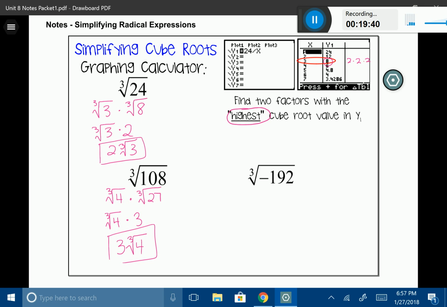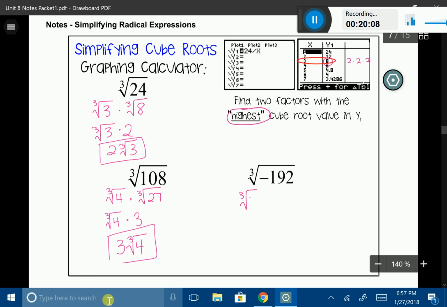All right, let's throw some negatives in there. Negative 192. I'm going to need my calculator for this one as well. And I'm going to need some perfect cube values. It looks like I have negative 64, or 64 in our case, because 4 times 4 times 4 is going to give me 64. So here we go. Cube root of 3 times the cube root of negative 64.